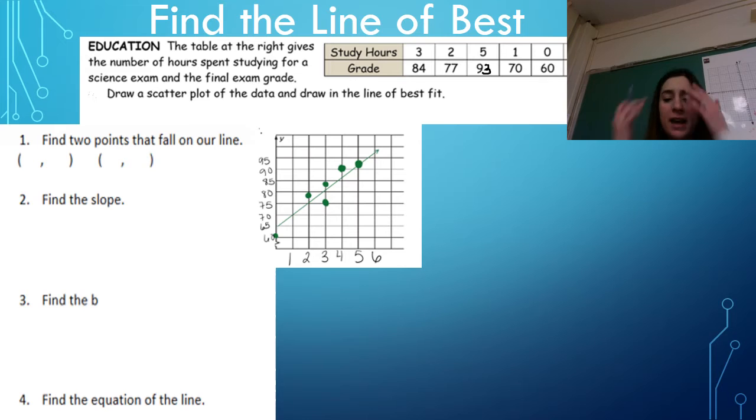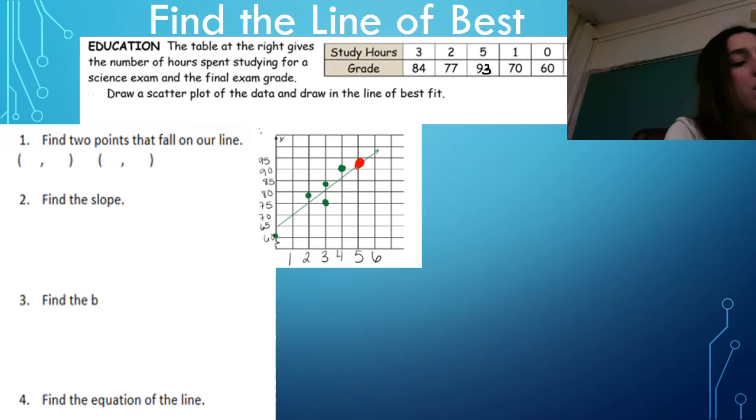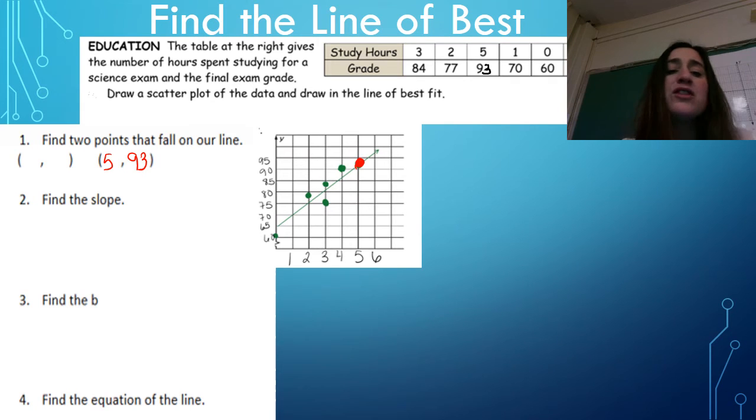Now that I drew my line, I need to find the equation of it. I'm going to do that by starting off with step 1, which is to find 2 points that fall on our line. This right here is a point that I plotted, so I already know that point. That point is (5, 93). There's no other points that I plotted that actually fell on my line.